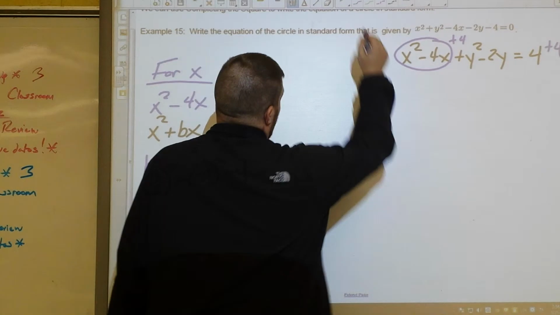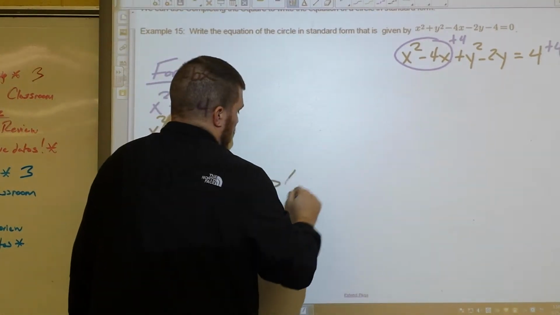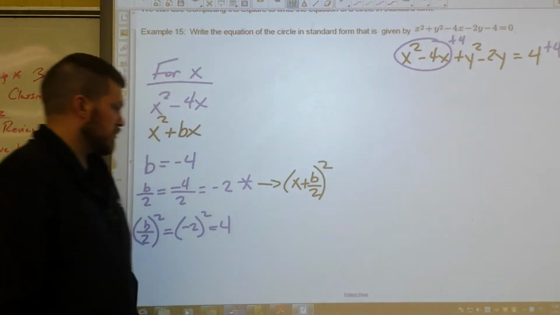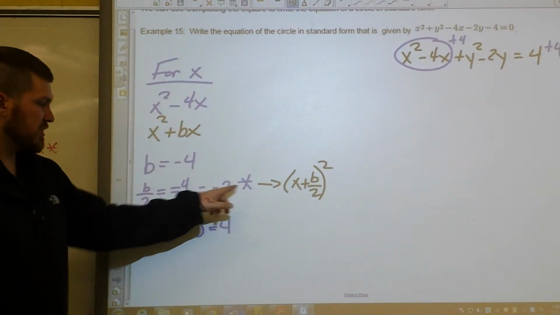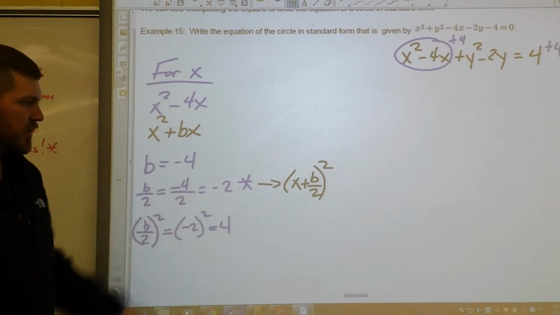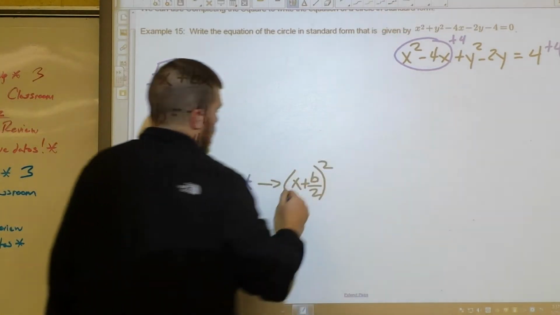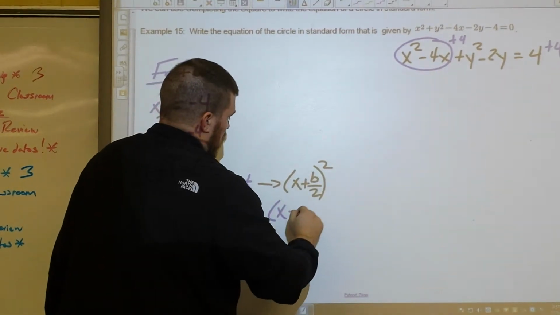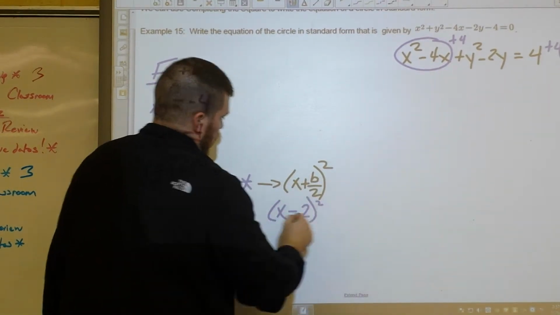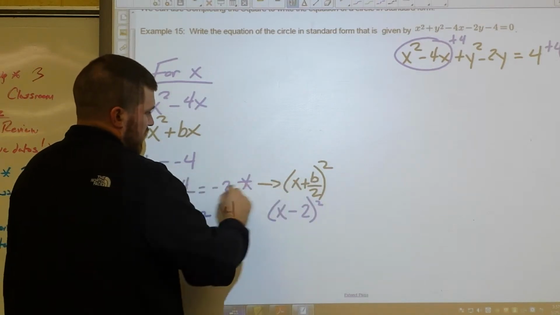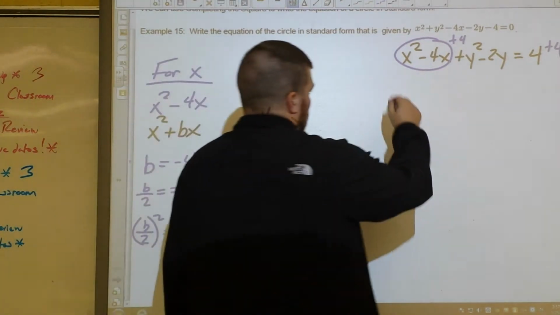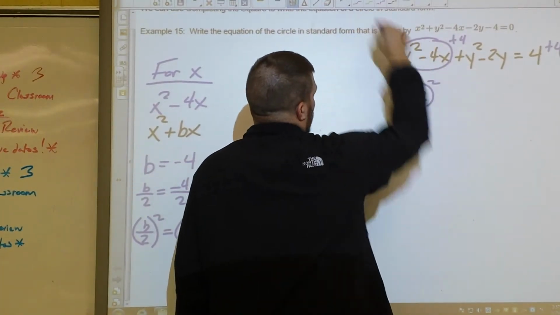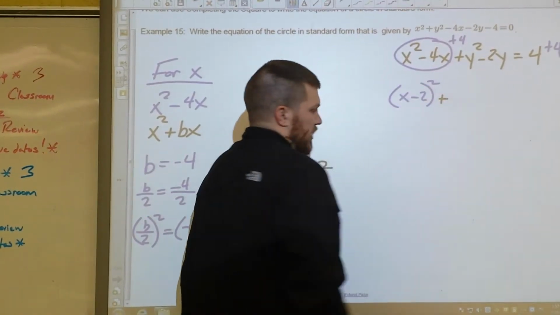We use the factoring pattern x plus b divided by 2 quantity squared. That's the rule we're going to use, and that's why I put a star next to this step, because b divided by 2 is the number I need. So my perfect square trinomial can be rewritten as x minus 2 quantity squared. All I did is take my b divided by 2, which was negative 2, and plug it in. So I have x minus 2 quantity squared plus something.